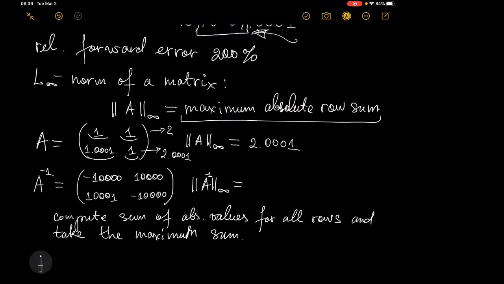So in this case, here, the sum of absolute values of entries of the first row, what will it give you? 20,000? Yes, just this. And here, what will be the sum of absolute values? 20,000. Right. So as a result, what will be the L infinity norm of A inverse? 20,001. Right.